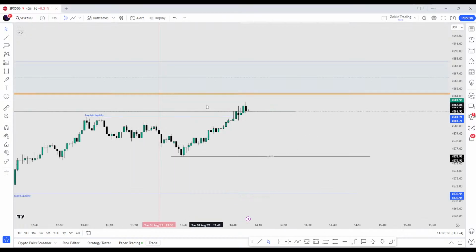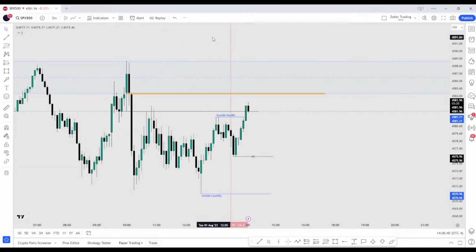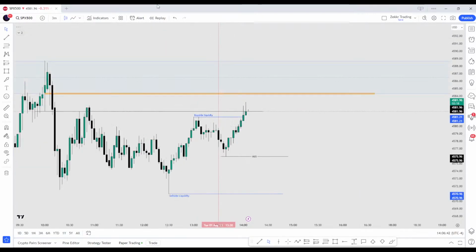So do we have anything on 1 minute? No, just consolidating, so I'm gonna leave it on the 5-minute as it is, or drop to 3-minute. The 3-minute looks okay as well, so that's fine.